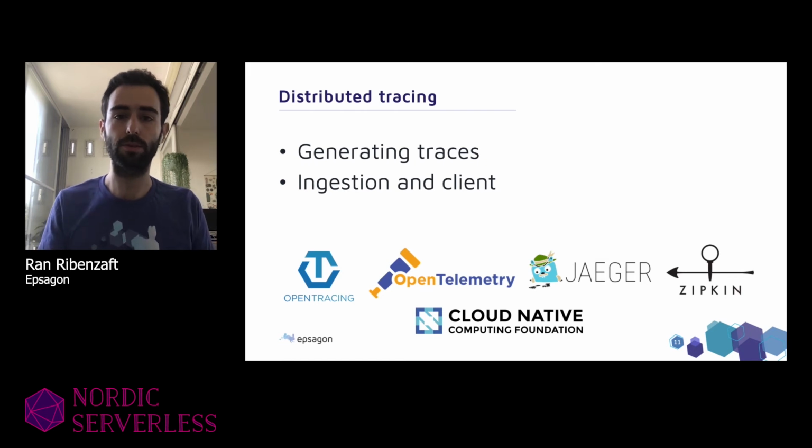In order to do distributed tracing, we need to do two parts. The first part is to generate the traces, and the second part is to ingest it and have a client to visualize it and do something with it. Most of the tools can be used as open source, part of the CNCF, the Cloud Native Computing Foundation. Two relevant ones for generating traces are OpenTracing and OpenTelemetry. And for ingestion and the client, we've got Jaeger, which is part of the CNCF, and Zipkin, which is not. We're going to talk about OpenTracing and Jaeger now.